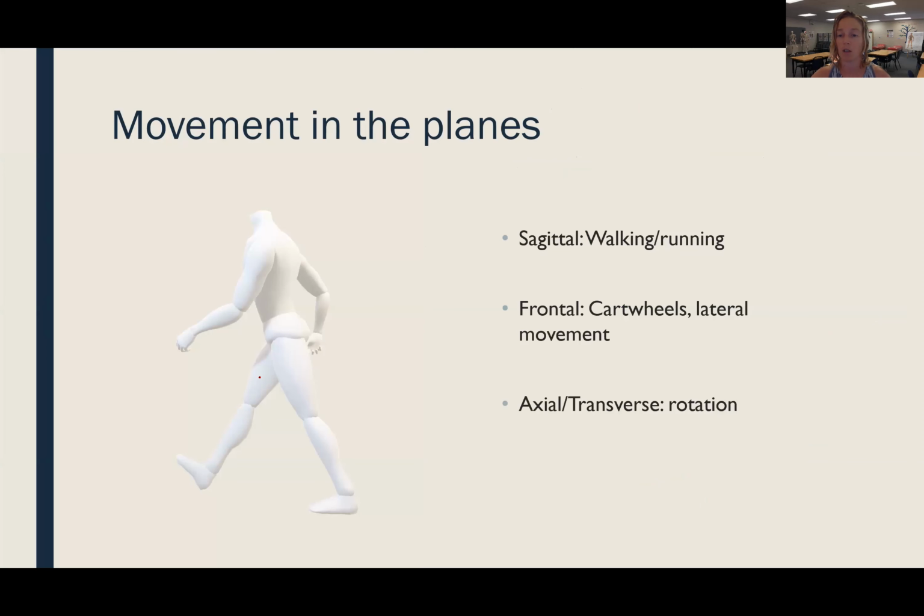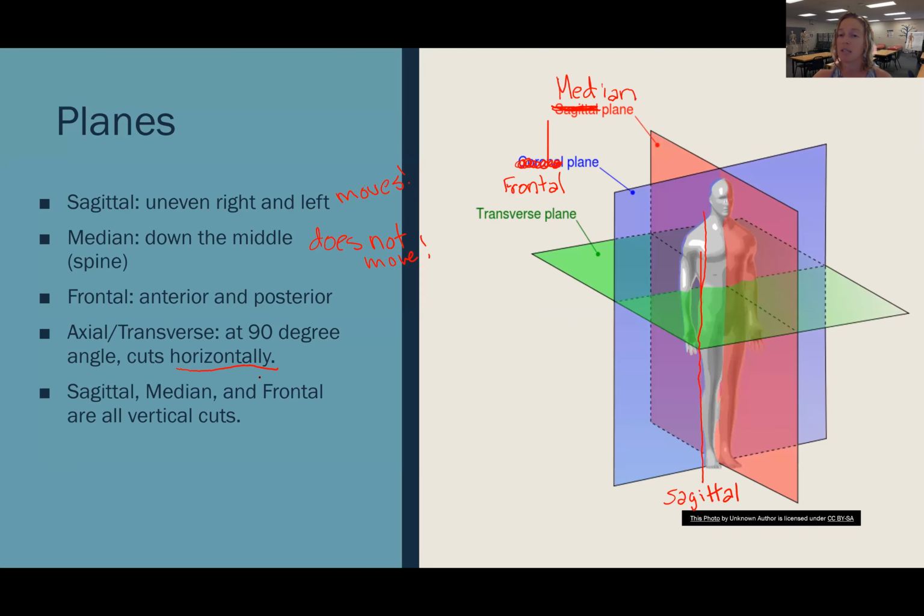Now frontal is the blue plane, and that includes cartwheels or lateral movement. So we look here and we see that blue plane or purple, whatever you want to call it, and that's going to be that side to side movement. So you can see how doing a cartwheel would be in the frontal plane. It also includes lateral lunges, so anything moving in those directions.